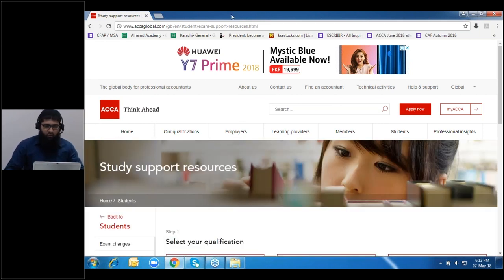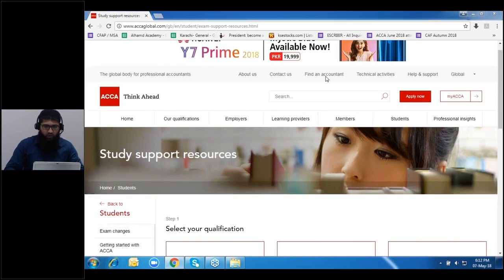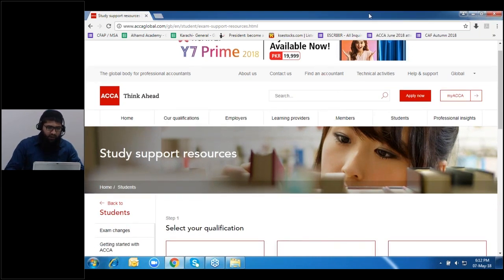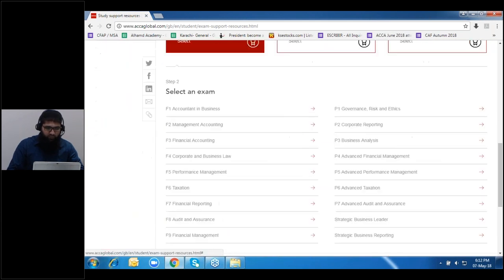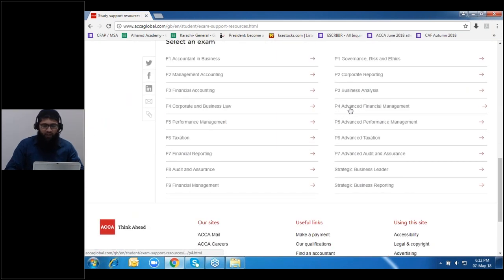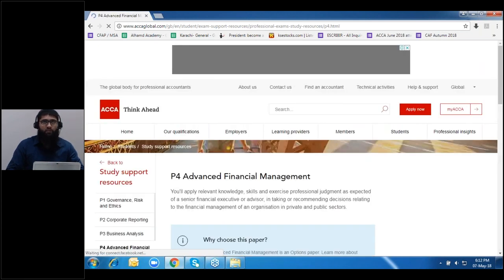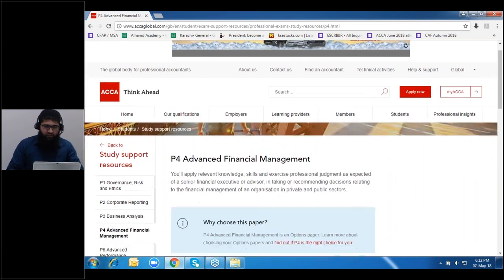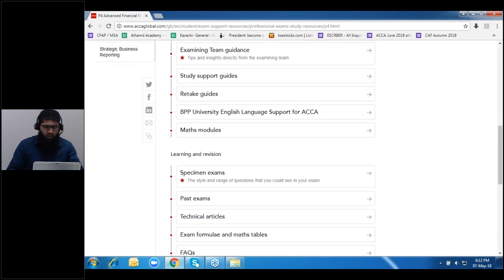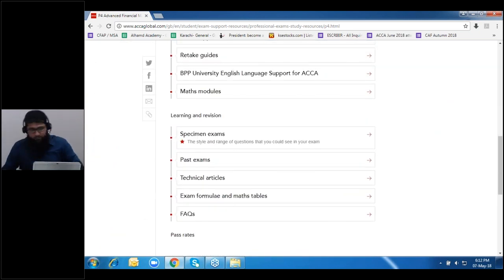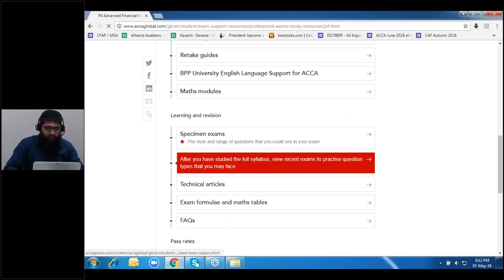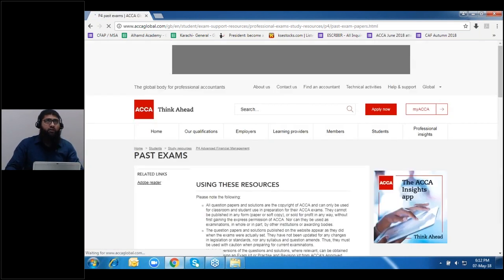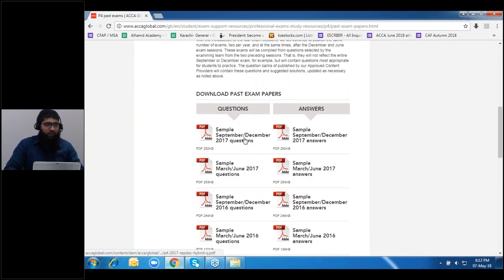So what I'm going to do is start off with the recent attempt past papers, so that you have an idea how the examiner expects you to attempt the questions, and what exactly the examination style is, because the examination style keeps on updating over a period of time. Ideally it's good to have a recent exam question. So I'm going to start off with the December 2017 exam question.